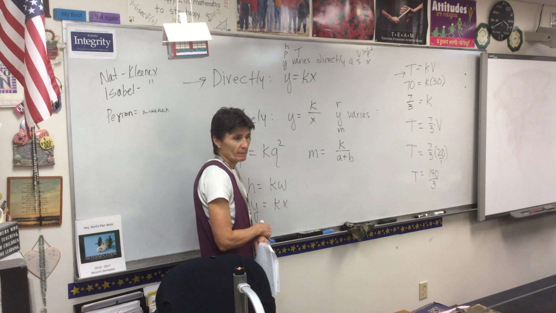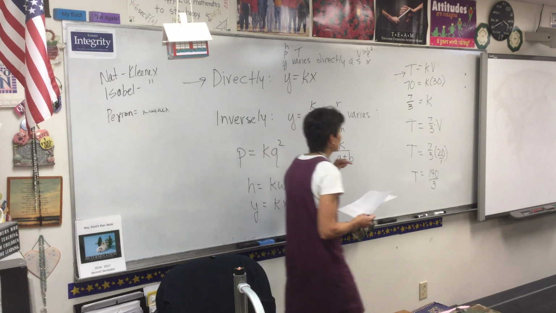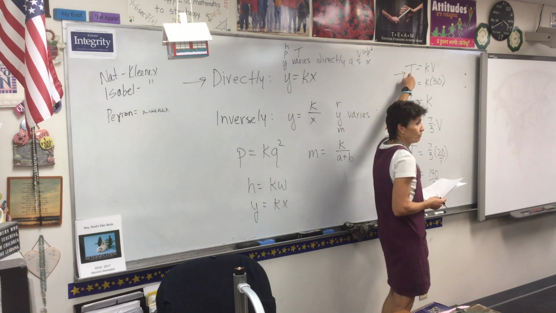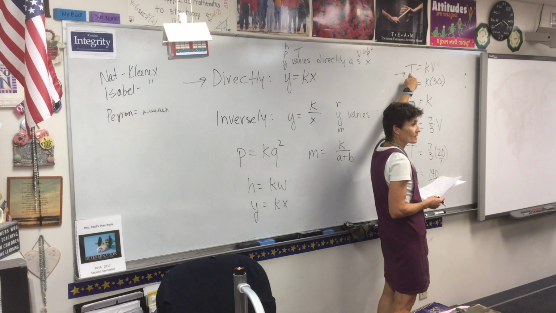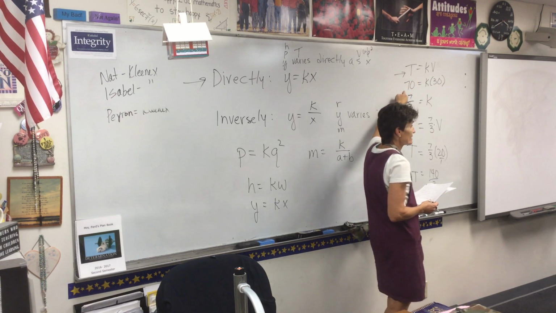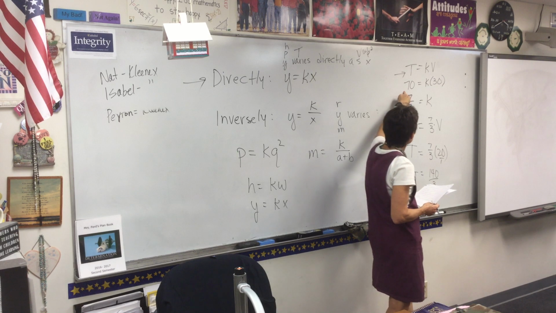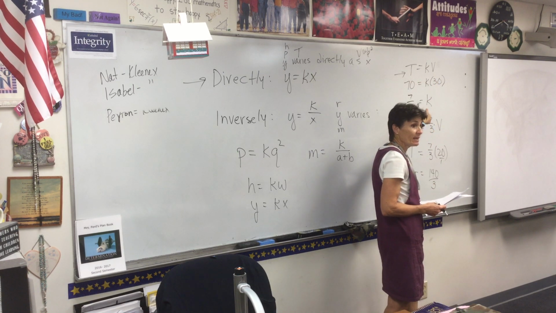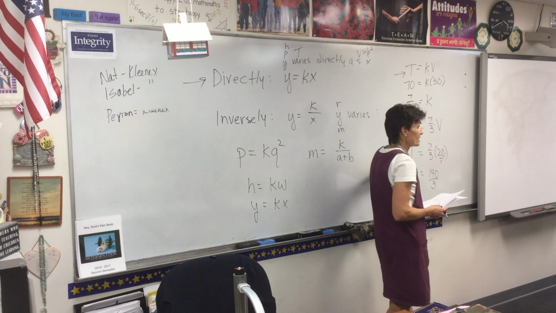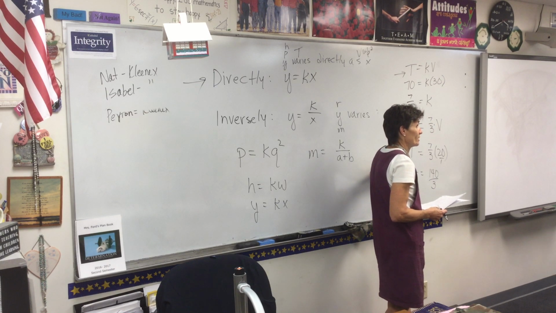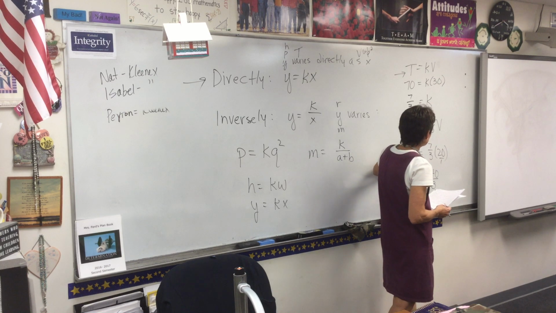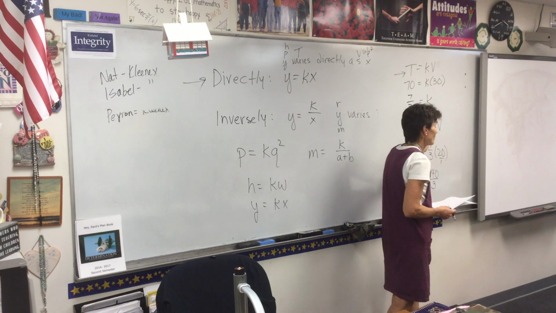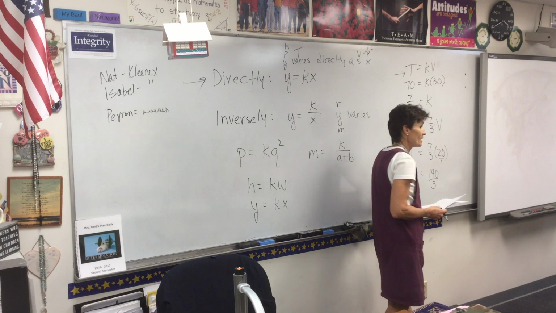So let's look at that problem again. The first sentence gave me my general formula, right? The second sentence gave me some numbers to plug in so that I could figure out my K. And then the third sentence actually asked the question. It said, okay, I'm going to give you one of these, T or V, and then you're going to figure out the other one.